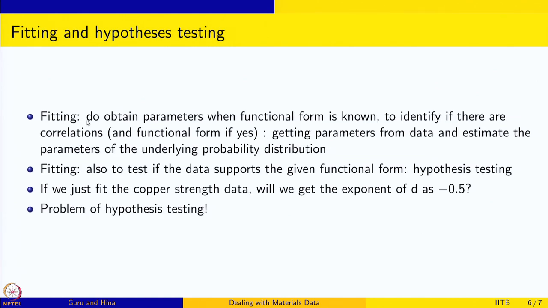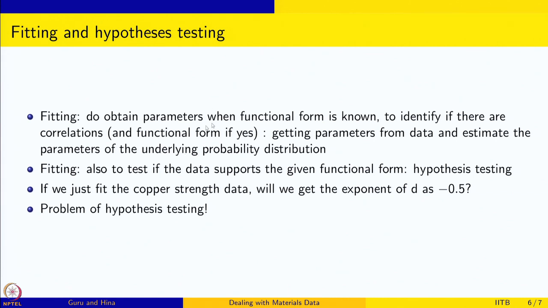So fitting, as we have seen, is done for several reasons. One is to obtain parameters when the functional form is known. For example, we are assuming that the Hall-Petch relationship holds, and then we want to know what sigma naught and k are, so you can do that. Or to identify if there are correlations, right? So there you can do all these transformations, like take the log or take y by x versus y or x by y versus x and things like that, and plot. And if they show a straight line, then you know that the functional relationship could be of the form ax by b plus x, for example, right? So you can do a fitting exercise, and that is where plotting and graphical analysis are very useful, because you can just plot and see, and if there is a relationship that you see, then you can try to find the functional form.